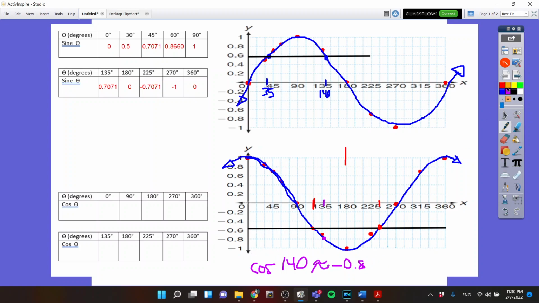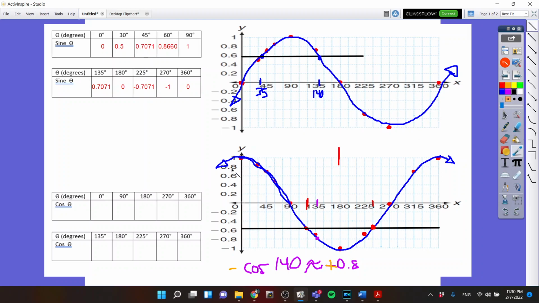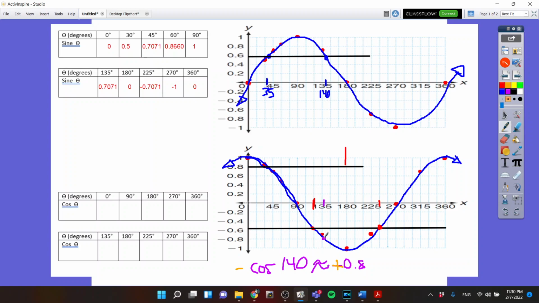So if I have negative cosine, it becomes positive 0.8. Now I want something that's in the ballpark of positive 0.8, and it's going to be somewhere back here. I see this value is like that value, kind of symmetrical. Then I look at the space here to make sure it matches up. From the top of the curve, it's like 3 boxes and then a little bit back. It's going to be in here somewhere.